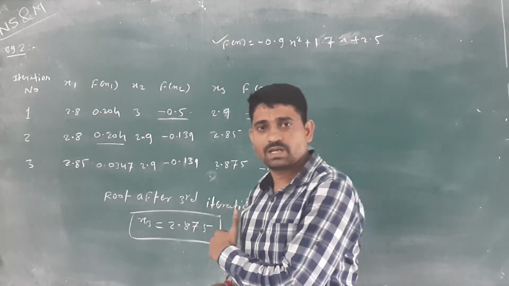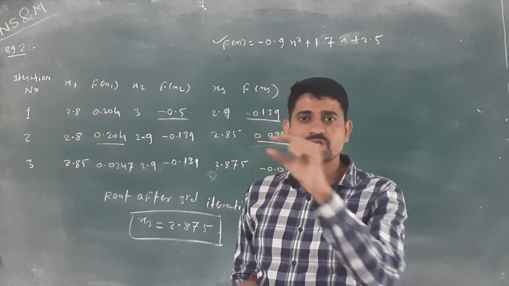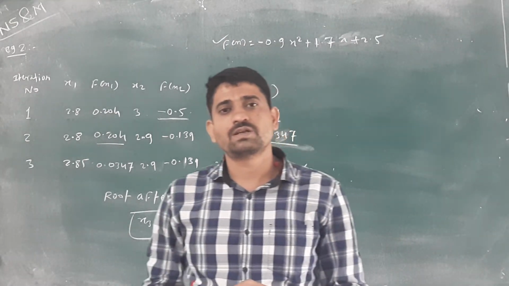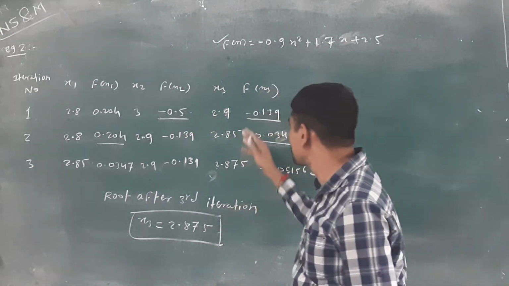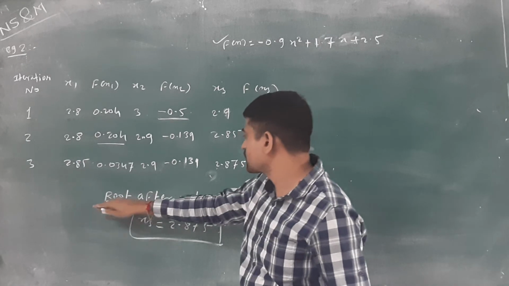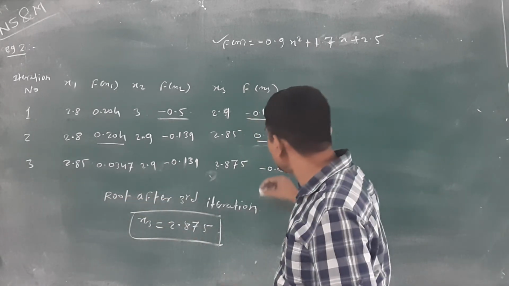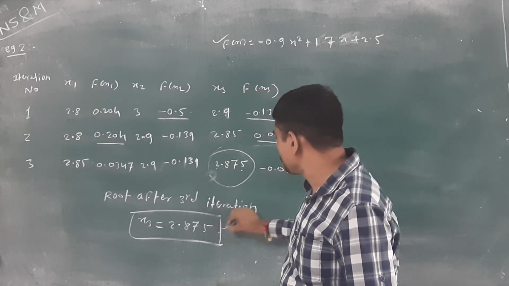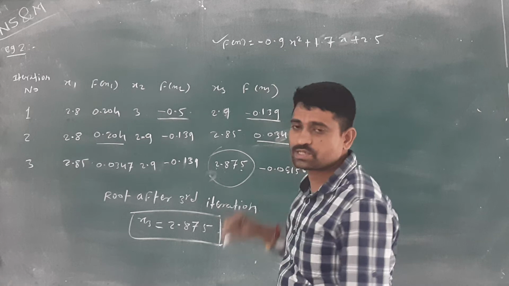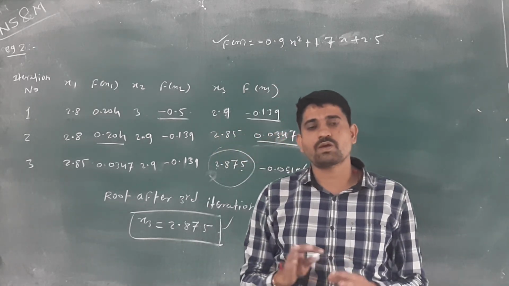In this numerical you have been given the iteration. They have mentioned a specific iteration, the third iteration. That's why we have solved the numerical up to the third iteration. And what is the root after the third iteration? The x3 value is 2.875. This value will satisfy that equation, the roots of the equation. Are all of you getting it?